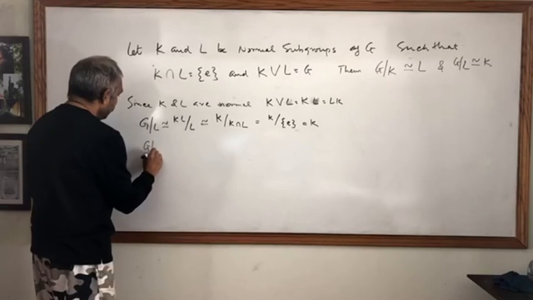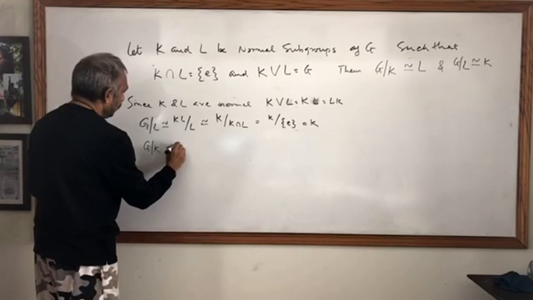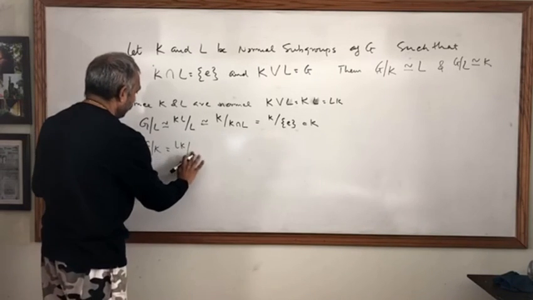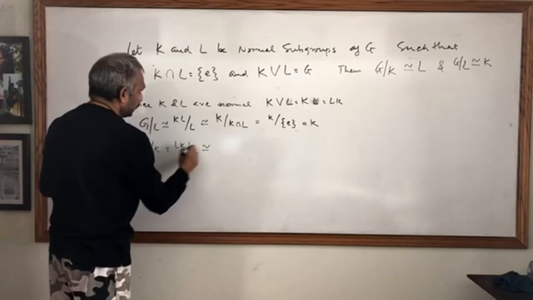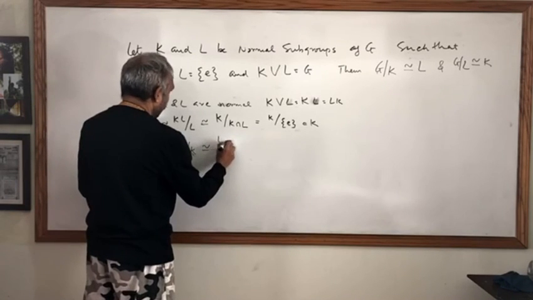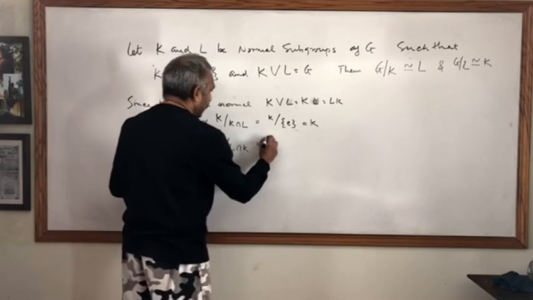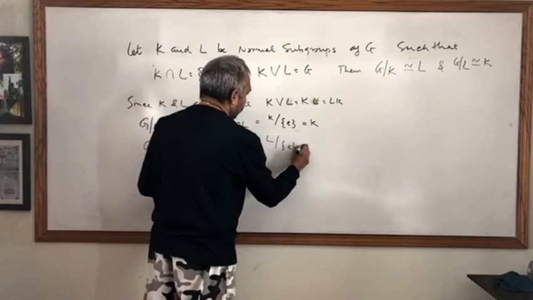Similarly, G over K is equal to LK over K, and that is isomorphic to L over L intersection K, and that is equal to L.